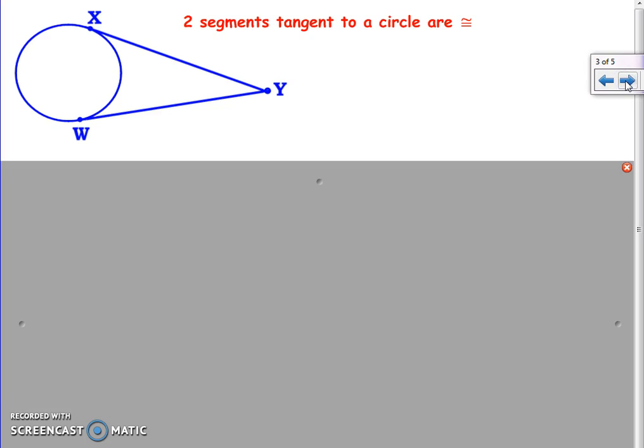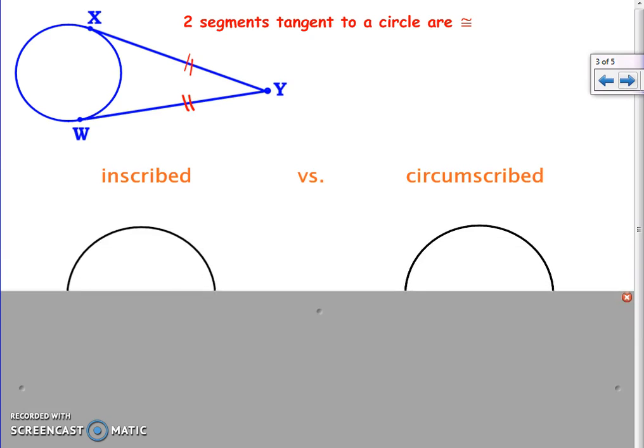Okay. Here's the next thing that's true. If we have two tangent segments, so both of these are tangent to the circle, they're equal to each other. So all I want you to do is put the symbol for equal segments on those. So if you have two segments that are tangent, we know we can set them equal.